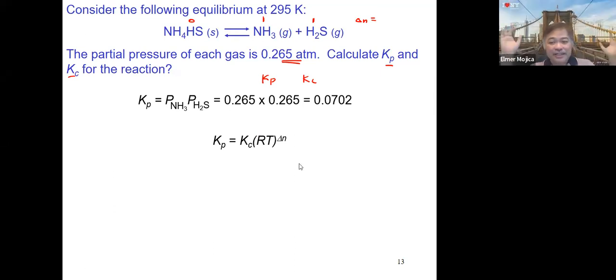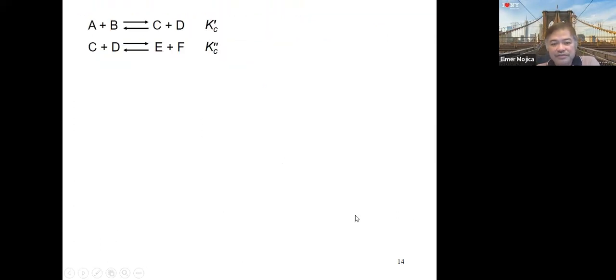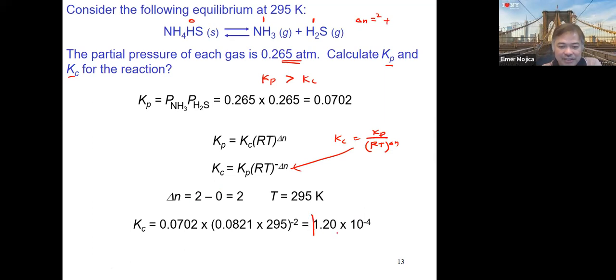So based on our conclusion before, since the product is more than the reactant, that means delta n is positive. Kp is greater than Kc. So we can solve for this. We can have this expression to see how different this one is from that one. So here, Kc is equal to Kp over RT raised to the delta n. It's just the same as that. And if we change the values that we have here, this is the value, which is indeed less than 0.0702. Analyze, check.